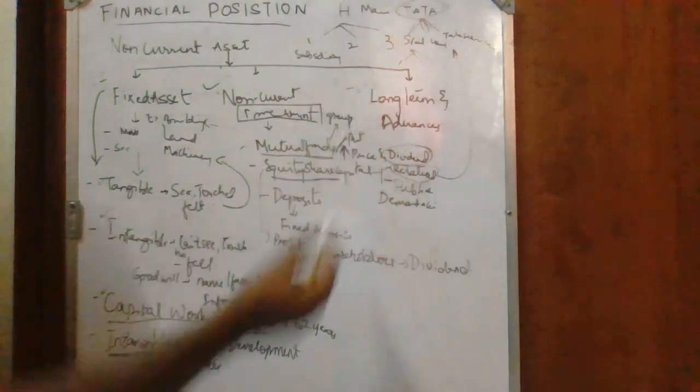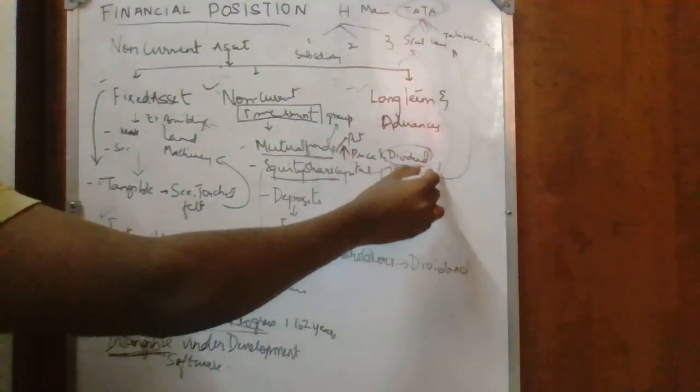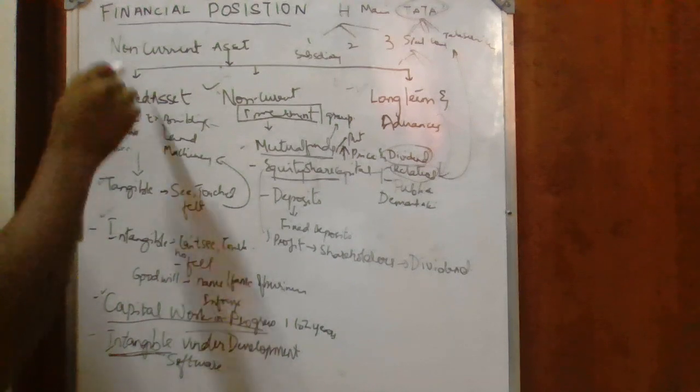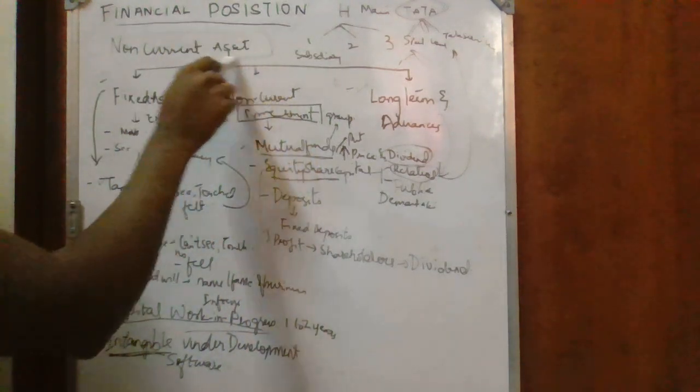Now, long-term loans and advances. To a related party, you might give an advance for a particular activity to be performed, or you might give an advance to an outside party for taking a particular service in the future period. Those are your long-term advances. This is all about your non-current assets.